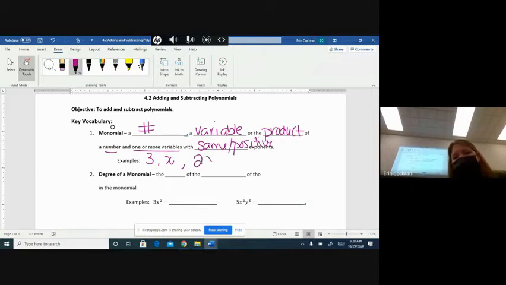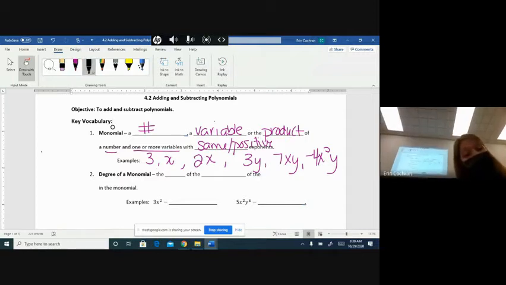So is 2x a monomial? Yeah. Is 3y? Yeah. Is 7xy? Hmm? Is a negative 4x squared y? Yeah. Is there any that's not a monomial? When you start adding this to it?